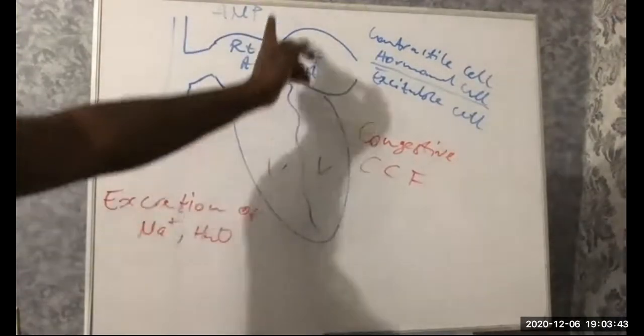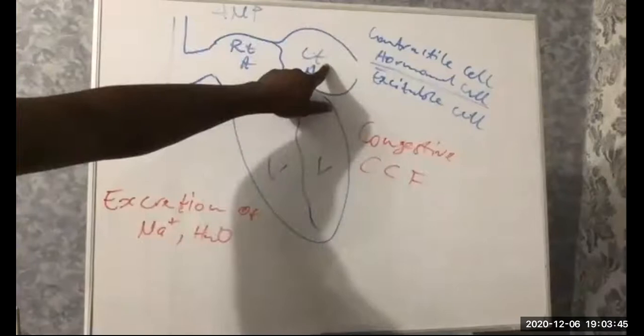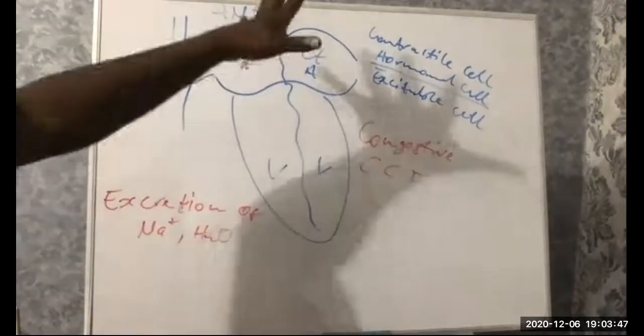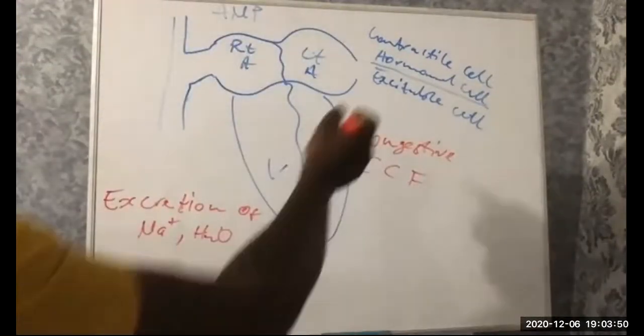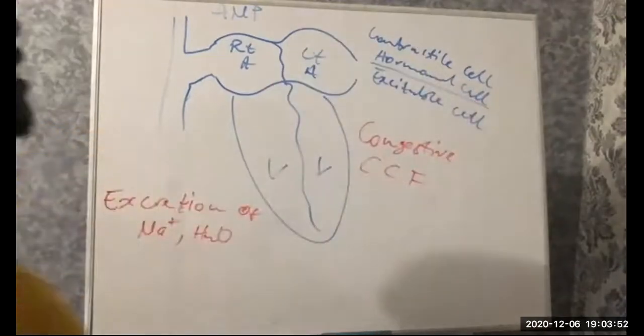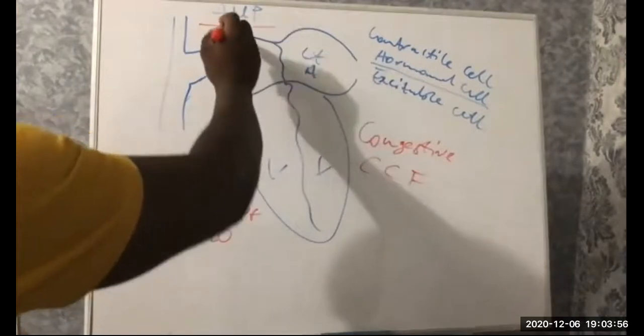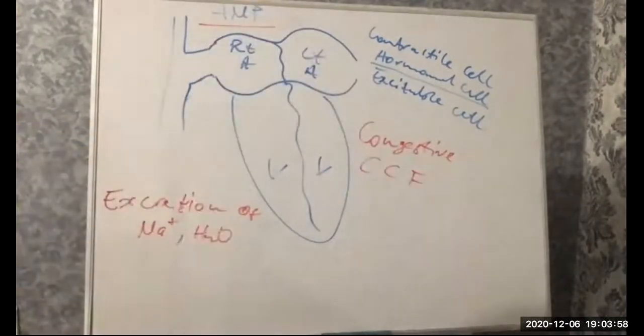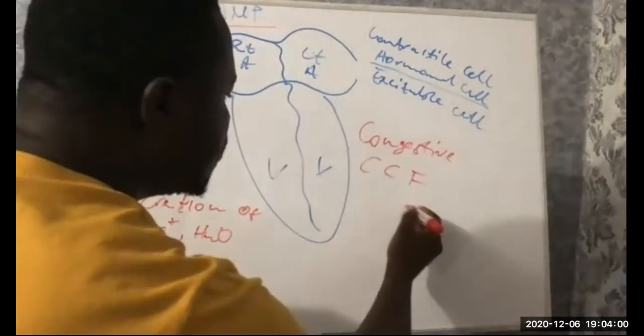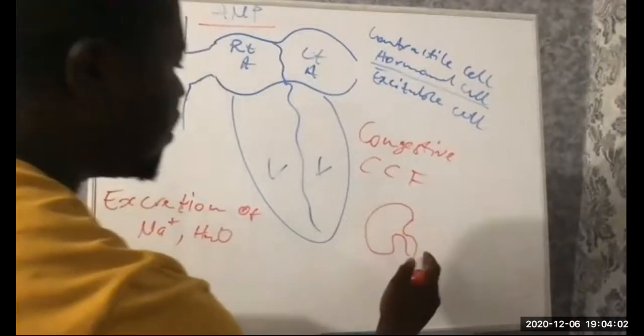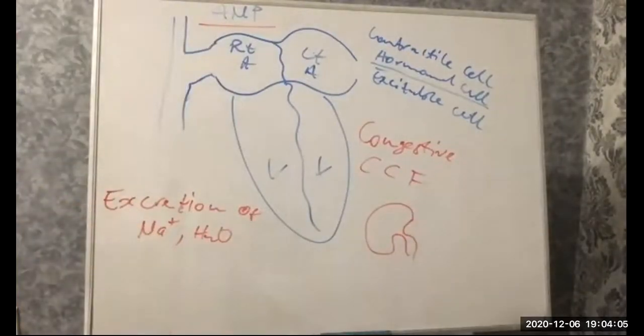Some will be pumped through the pulmonary trunk and come into the left atrium, and that one too will be stretched. Once those hormonal cells, which are sensitive to stretch of the atria, are stretched, they start producing the atrial natriuretic peptide. And basically they go to the kidney. Most of its function is in the kidney.